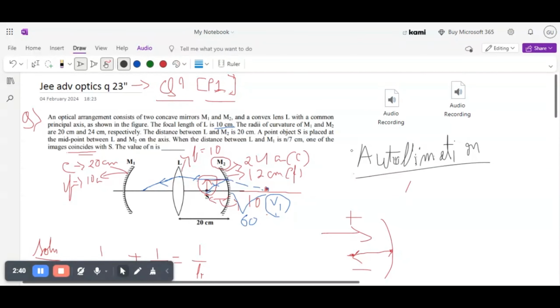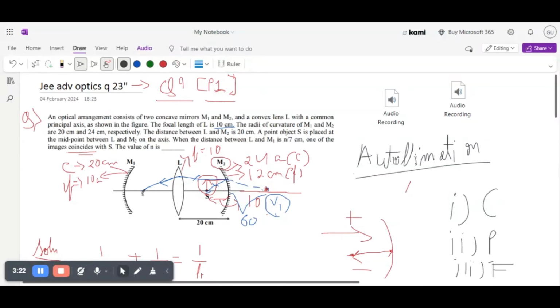So you can look up that concept, autocollimation. This happens when the image coincides with the object, and the image coincides with the object at specific positions only. The specific positions are if they are at C, if they are at P, if they are at F. So there will be three conditions while solving the question. The first condition we'll consider is C. You can consider any of them. I'm considering C first.